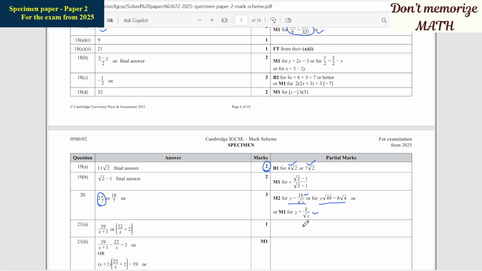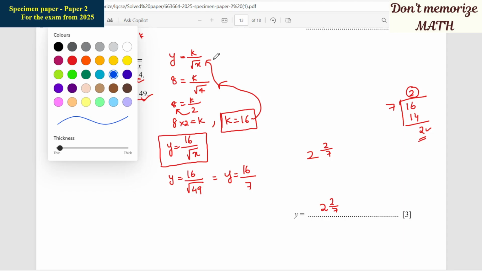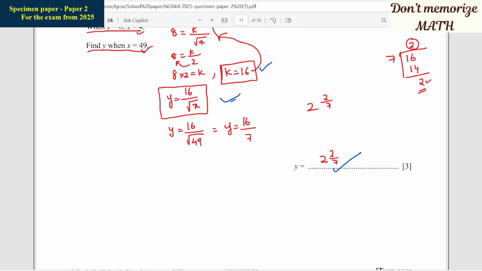So each and every step for this question, what I explained, is very important. You have to write like this, then you have to find the value of k, then you have to write the equation, then find the final answer. These 4 steps are very important. I hope question number 20 is clear for you. We'll move to question number 21.